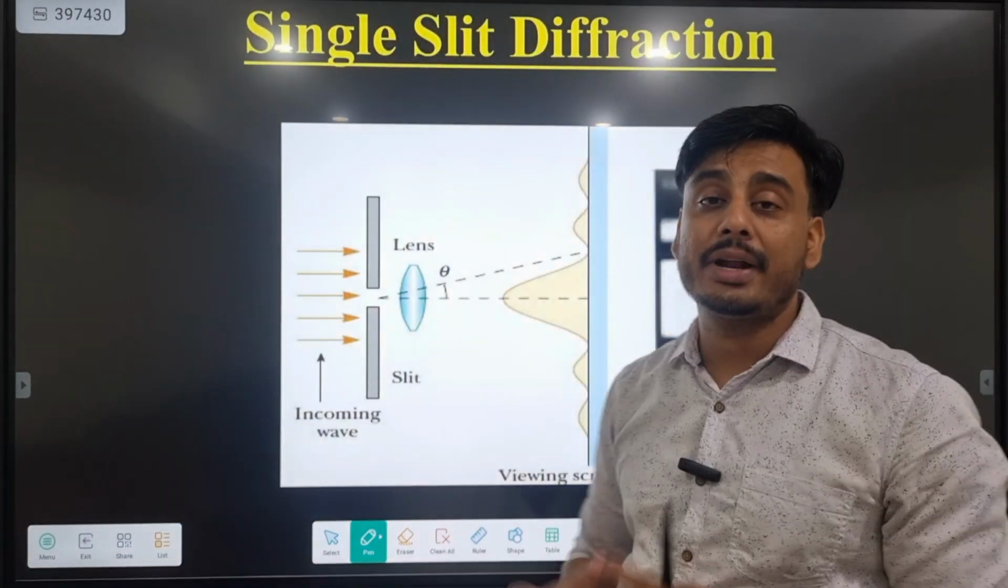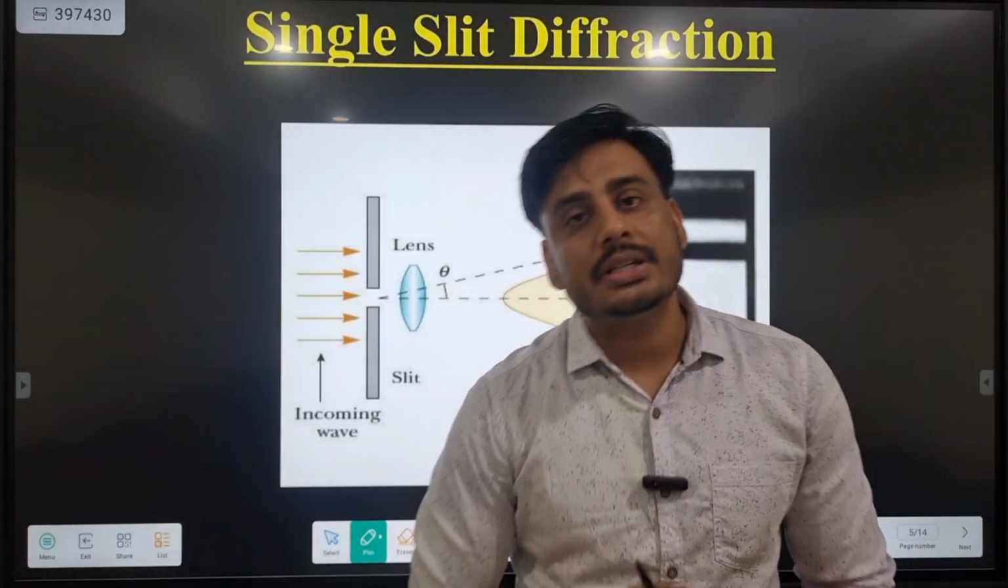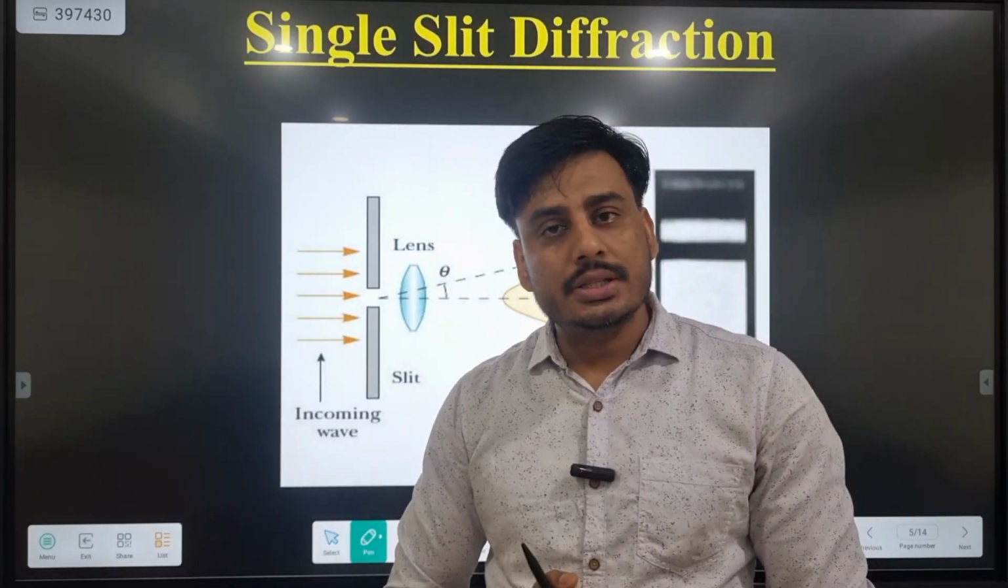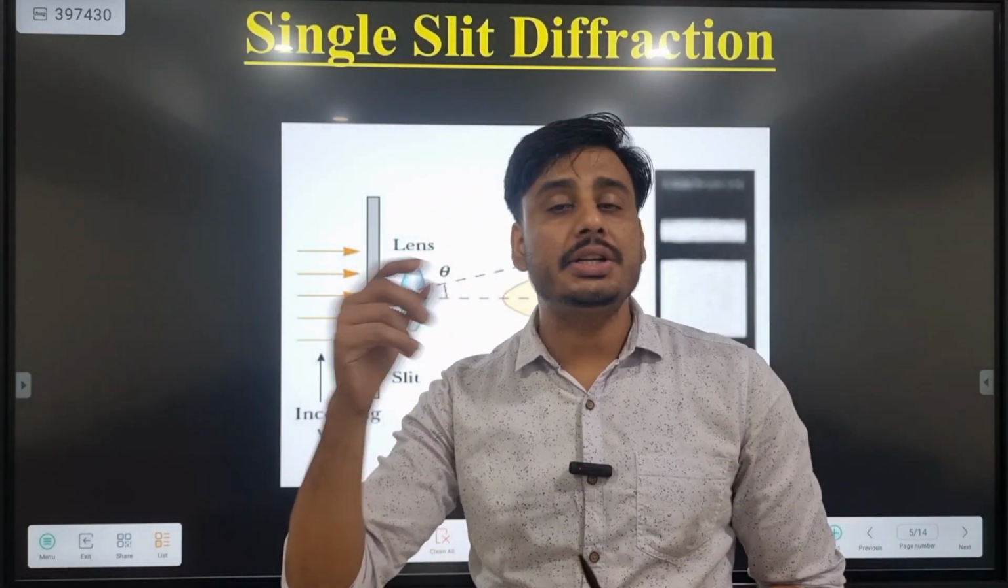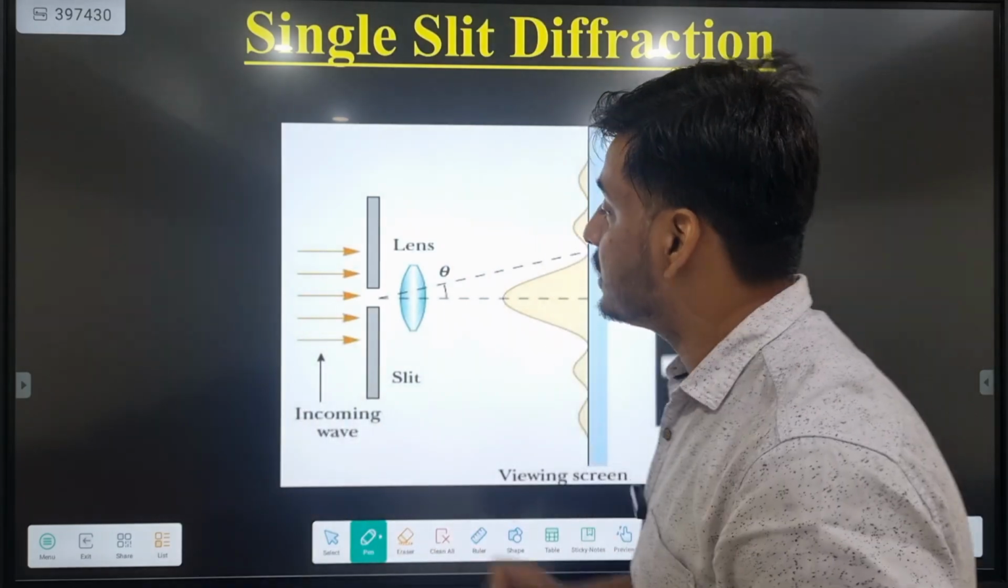Next we will go to single slit diffraction. What is single slit diffraction? We will discuss it now. In Young's double slit, we discussed interference, where two slits are there. For that reason, that is said to be double slit. Here we consider a single slit.